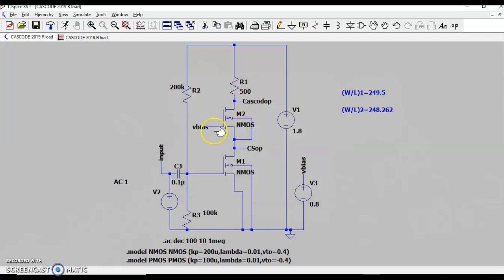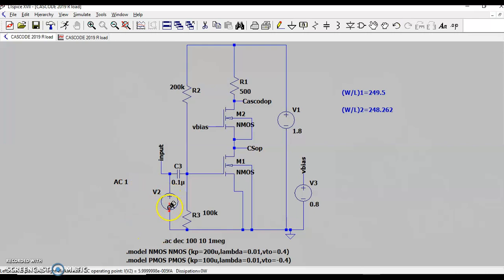Now you can see the model file have been defined for NMOS and PMOS with kappa as 200 and lambda as 0.01, and threshold voltage is 0.4. And for this it is minus 0.4. Only difference is kappa is 100 for PMOS. This we have put considering simulation of the active load transistor also. So let us try to simulate now.